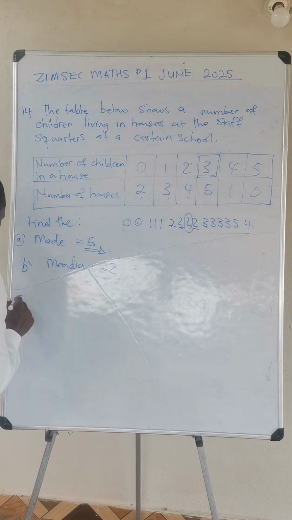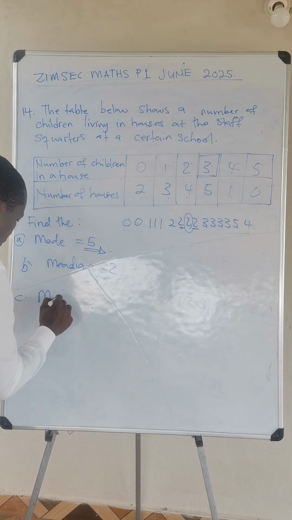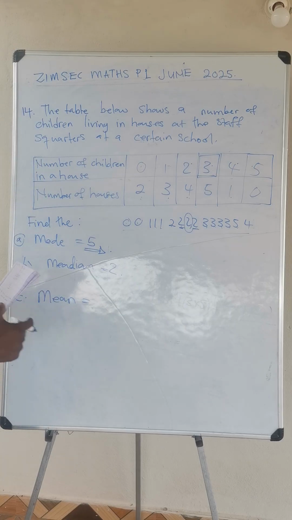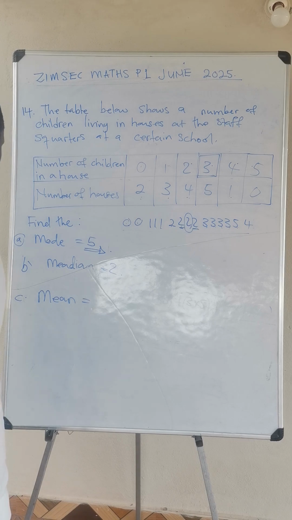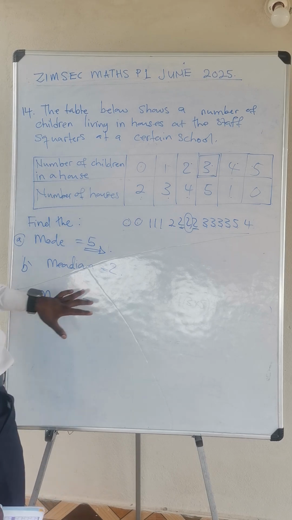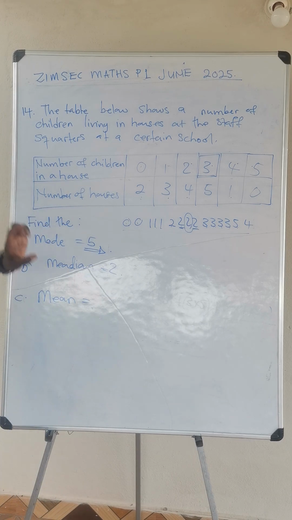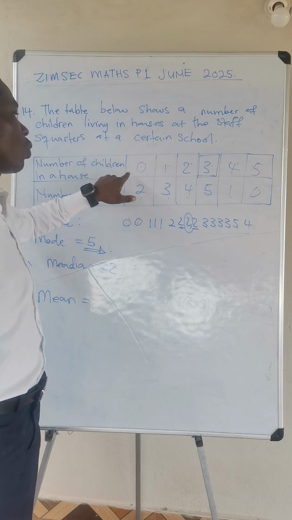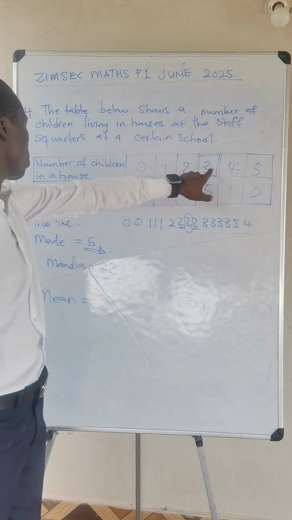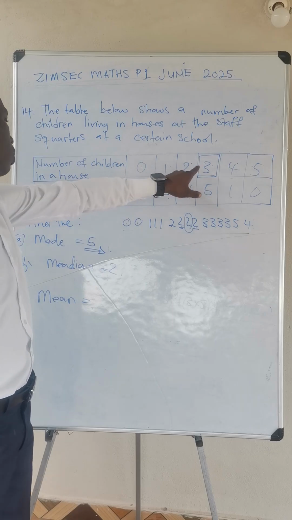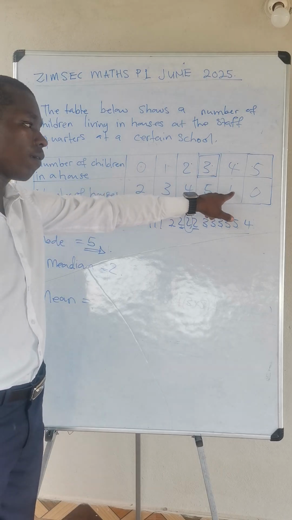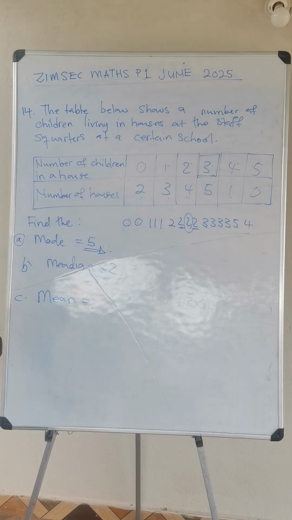Okay, so C part is requesting for mean. The other meaning for mean is the same as average. So here we are asking to find the average. To get the average, we have to know the actual number of children divided by the actual number of houses. I think it's clear.